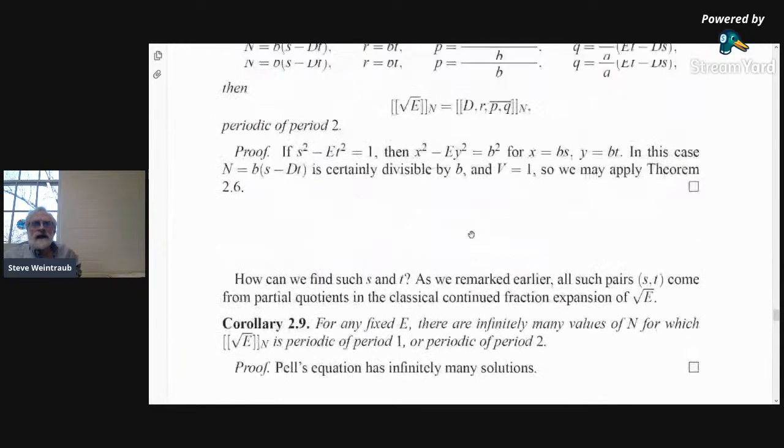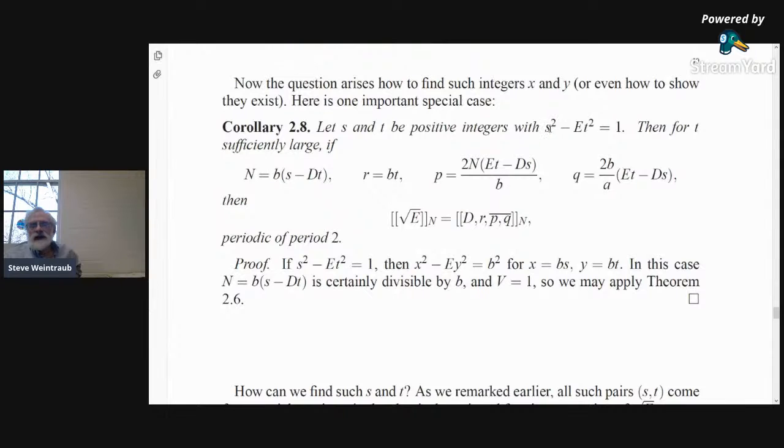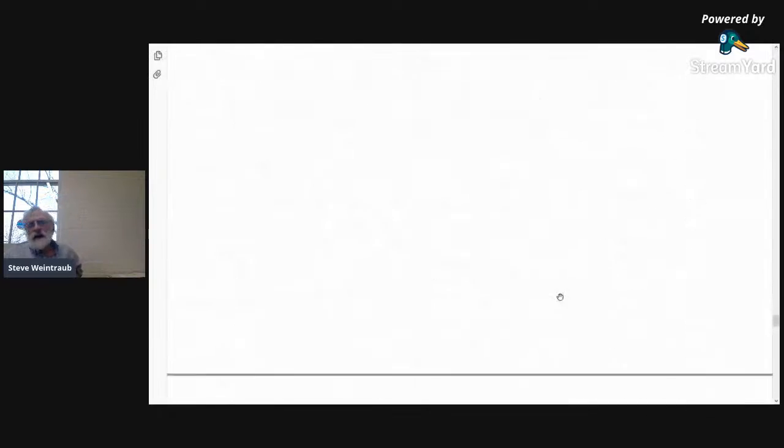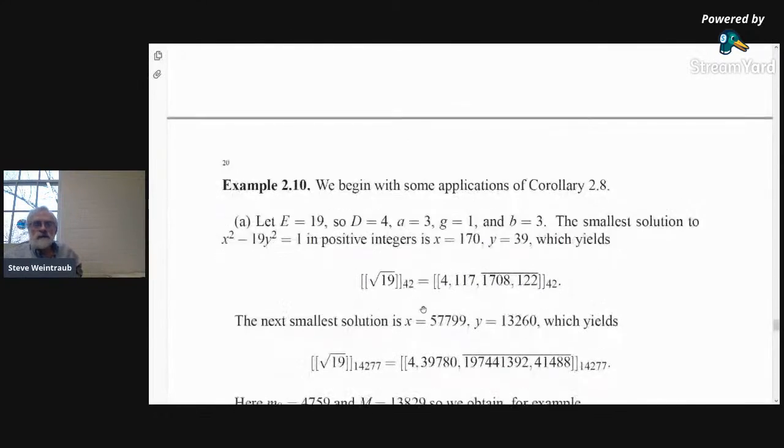So we're going to look here, right? S is 170, y is 39, n is 3 times 170 minus 4 times 39. That turns out to be 42. And when you simply plug those numbers into my formula, you get the best continued fraction expansion of the square root of 19 with numerator 42 is 4, 1, 7, and then periodic with period 2, starting with A2 with entries 1708 and 122, and that's one of the ones I showed you in my preceding table. That was one of the values of n less than 100.